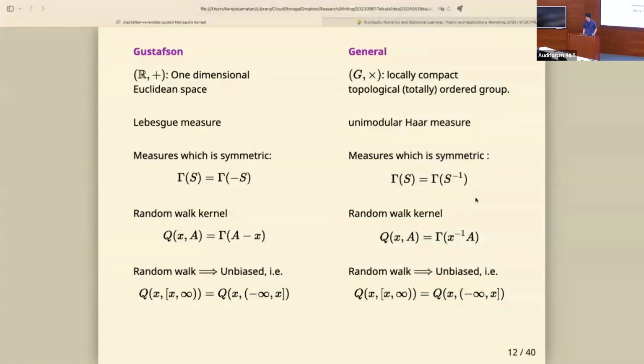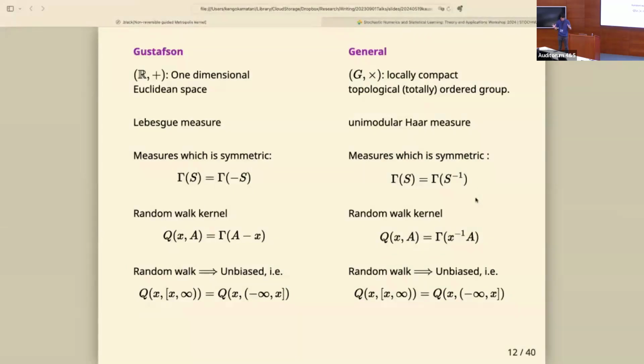Sorry, can I maybe interrupt with a question? When you say S inverse, is that inverse with respect to which operator? It seems like minus S on the left is with respect to addition, while S inverse, if it's like a matrix, maybe is with respect to multiplication, if I think of R^d, for example.